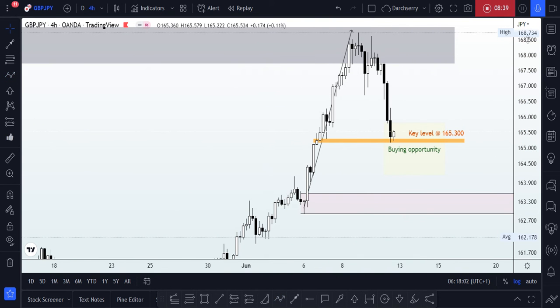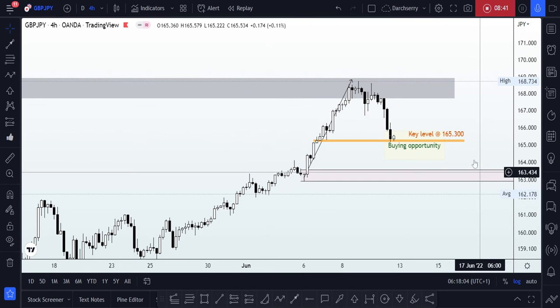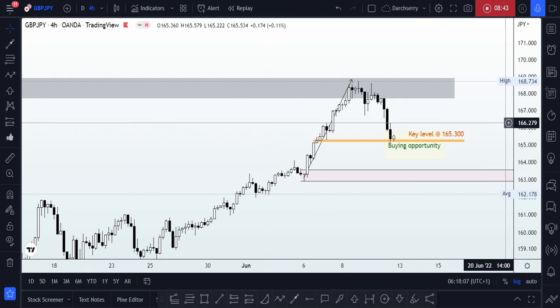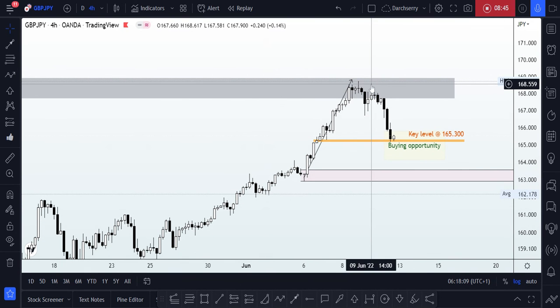So at this point, I would like to pause the video here, and whatever happens during the early hours of the new week will determine how we will take advantage of a potential move to either side.